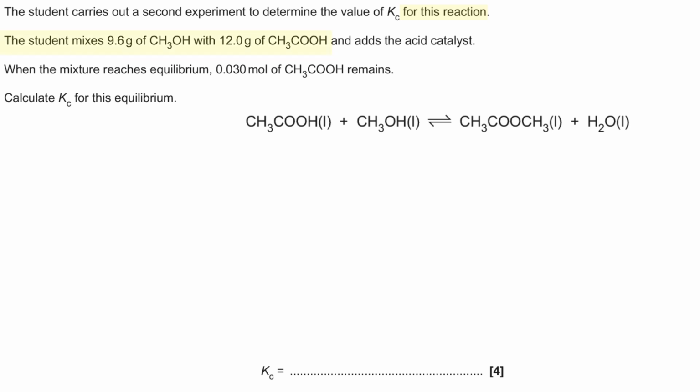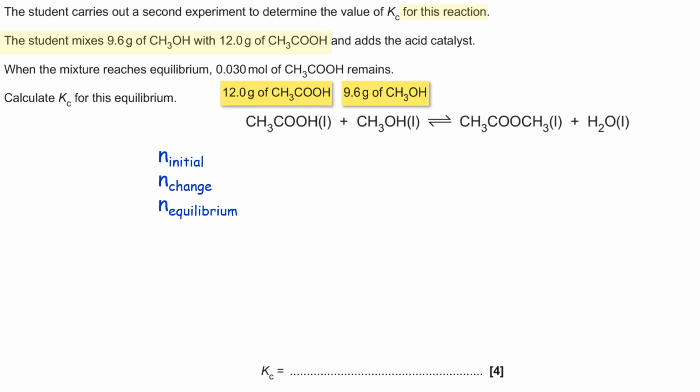So the student mixes 9.6 grams of methanol with 12 grams of ethanoic acid. So let's pop those above the two reagents in question. So the ICE method is for using the initial moles, the change in moles, and the equilibrium moles. So we use mass over MR for the masses to get the moles. So it should be quite easy to work out the MR and then divide the mass by that.